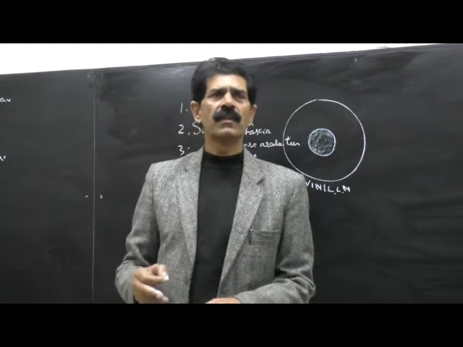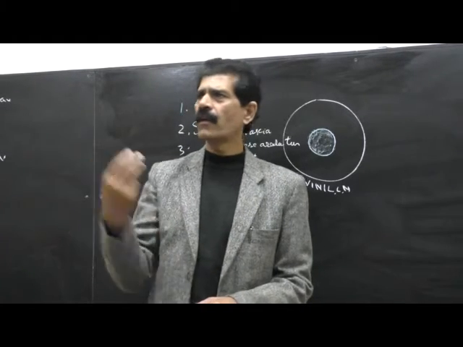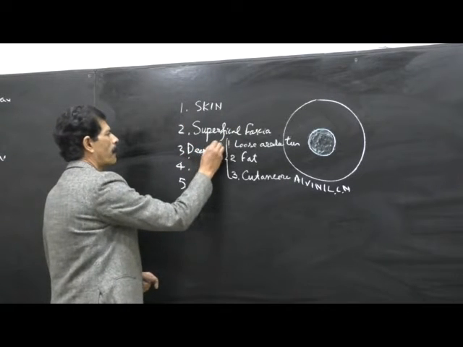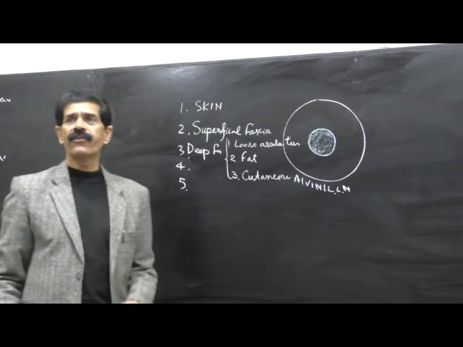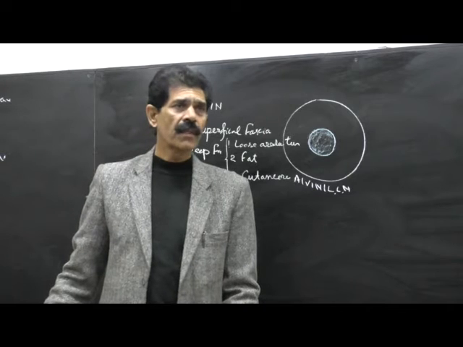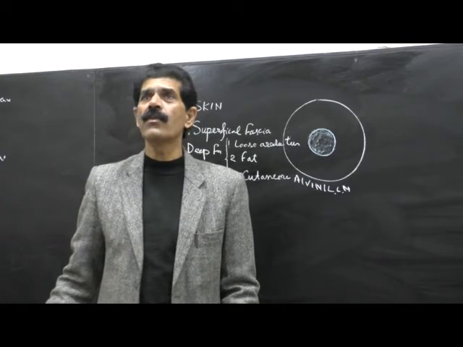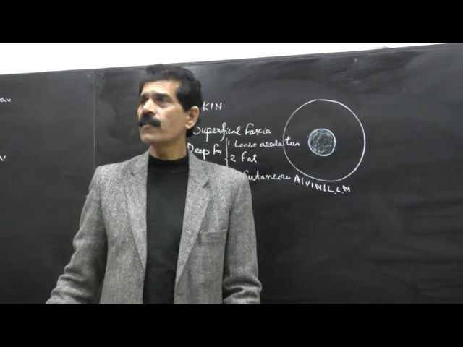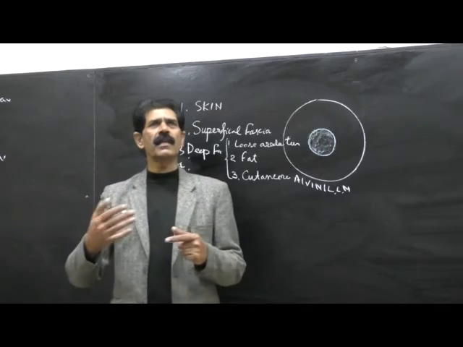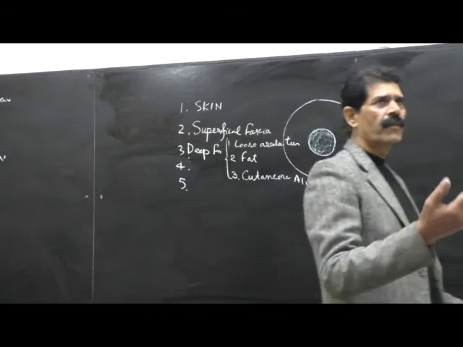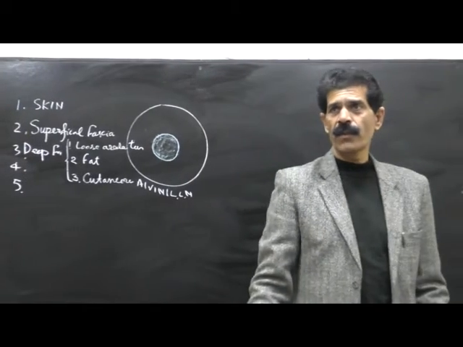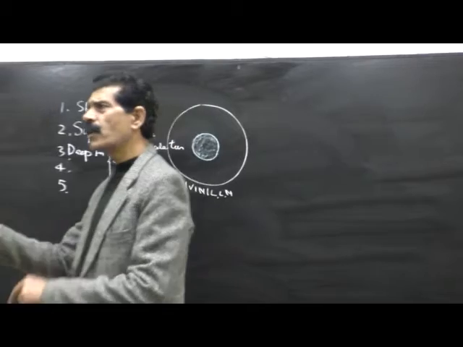When you remove it in the dissection hall, what do you expect as the third layer of the human body? Deep fascia. Deep fascia is tough, rough, protective in function, a shock absorber. It protects the deeper structures of the human body. Anything present below the deep fascia is called a deep structure of the human body. Anything present above the deep fascia, or between skin and deep fascia, is called a superficial structure of the human body.